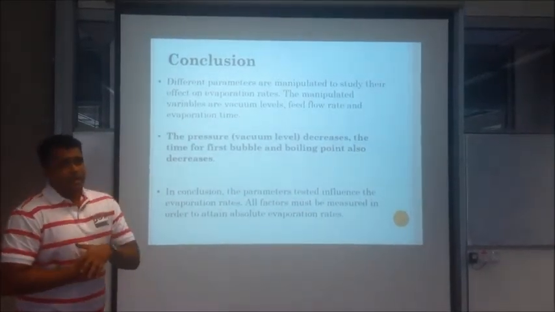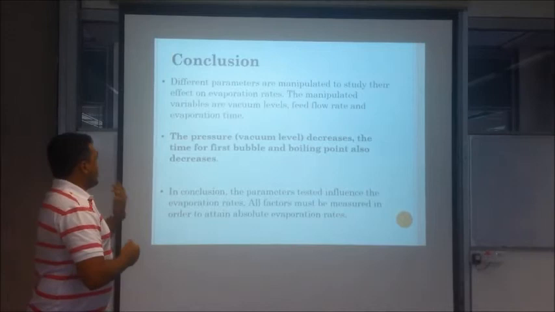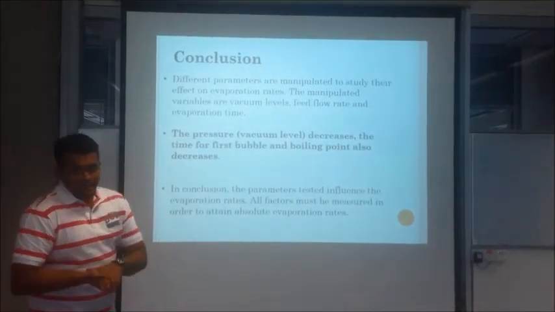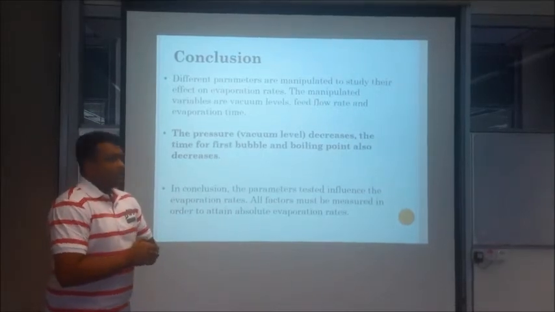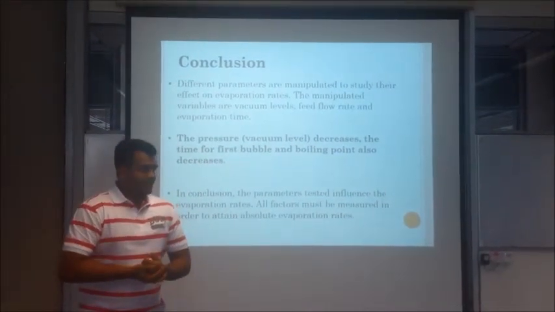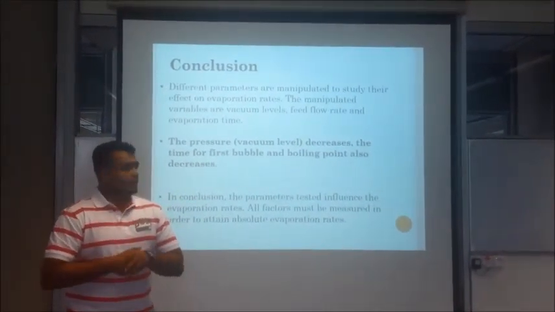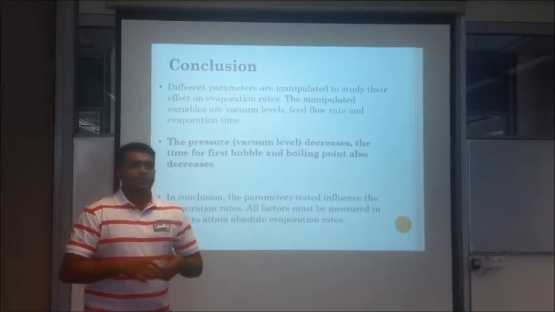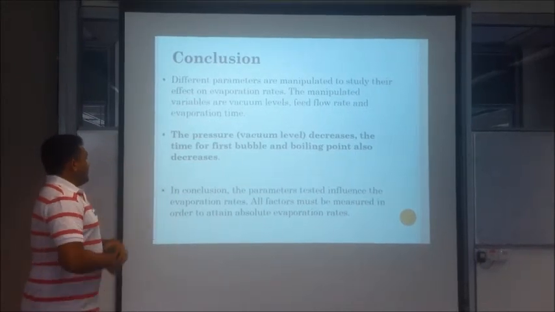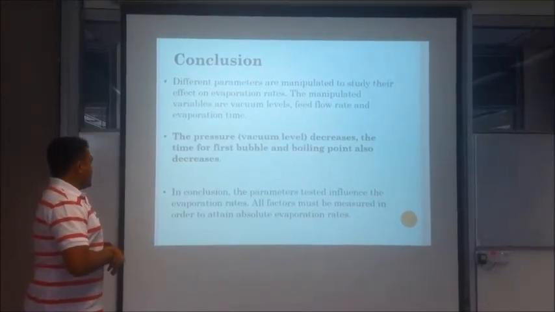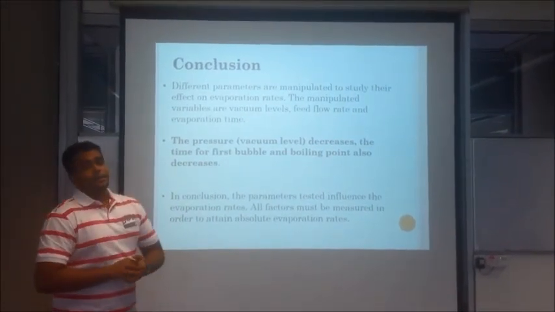Coming to my conclusion. The manipulated variables for this experiment are the vacuum levels, fluid flow rate, and the evaporation time. As the pressure decreases, the time for the first bubble and the boiling point also decrease. And what I want to say in conclusion is, all factors should be measured in order to attain absolute evaporation rates.